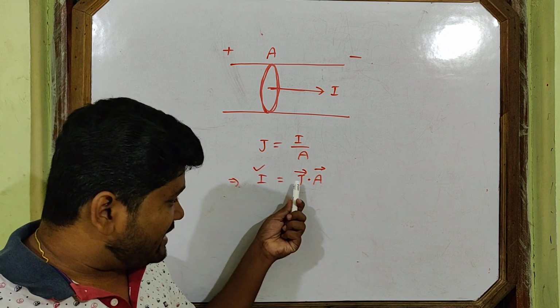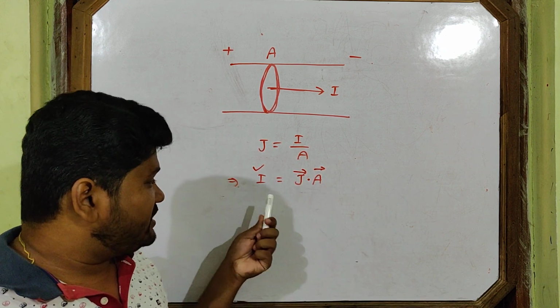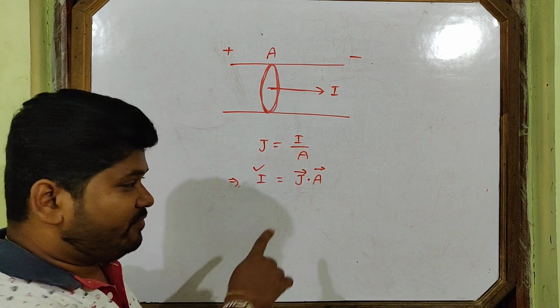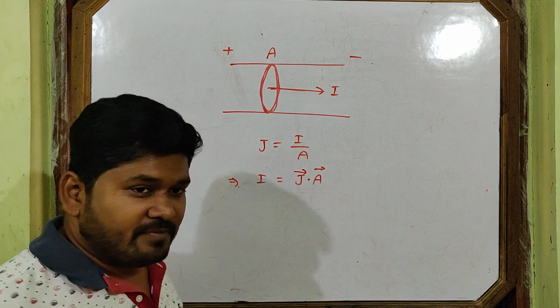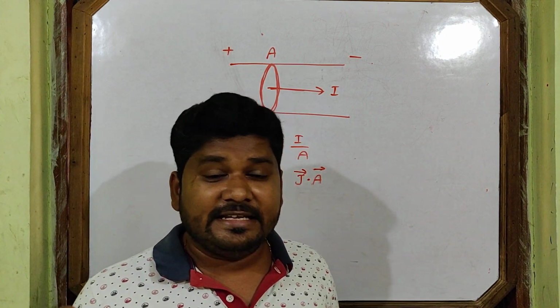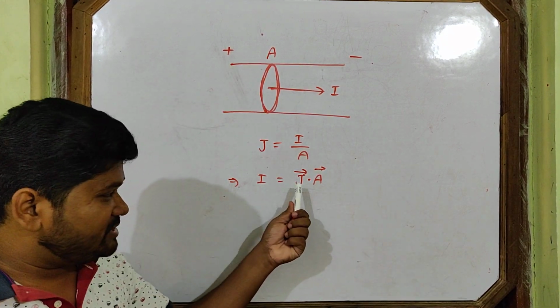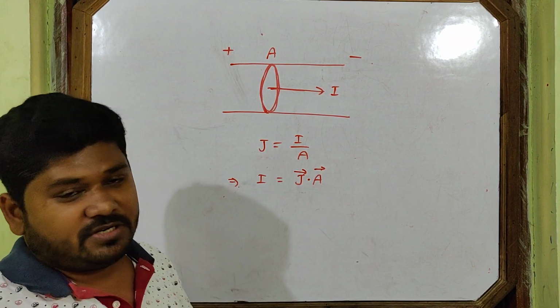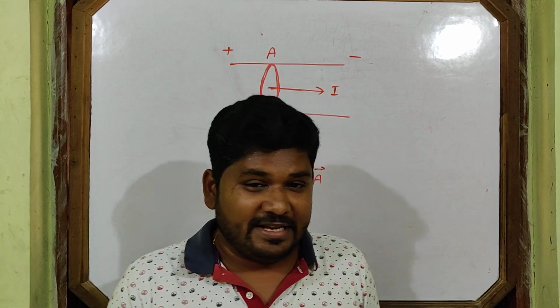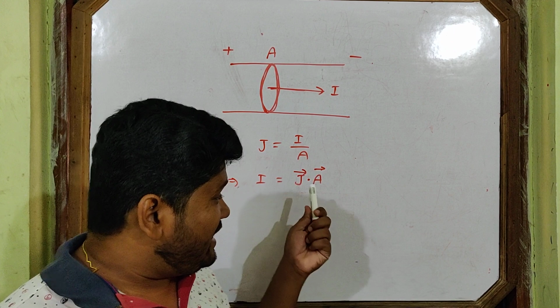Okay? So as this is a vector, and this is also a vector, their dot product is a scalar. Now the formula becomes valid. So now understood? Current is which quantity? Scalar quantity. I is equal to J vector dot A vector. It's not simply JA. It is J vector dot A vector.